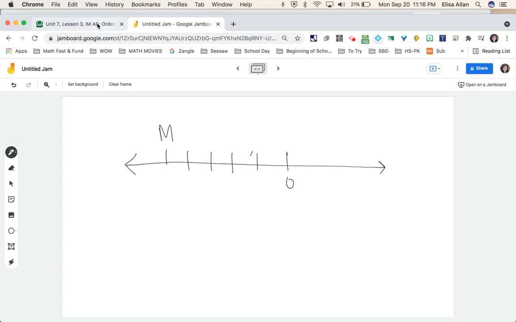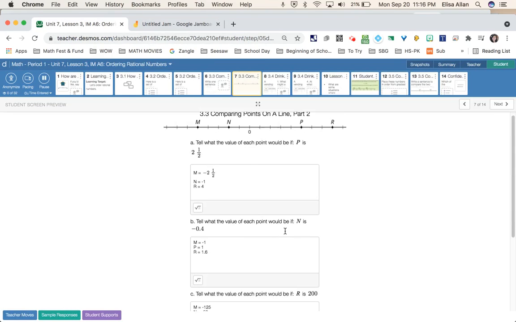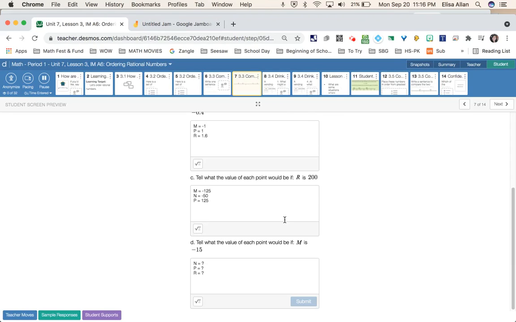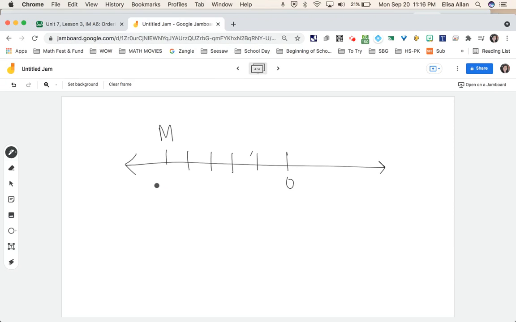And again, it's saying that M is going to be a total of, let's see, M is negative 15. And so if M is negative 15, I have here 15 away from 0. So each jump must be worth 3. So I get to negative 3, negative 6, negative 9, negative 12, negative 15. Here, this was point N. So I know that point N is at negative 6.